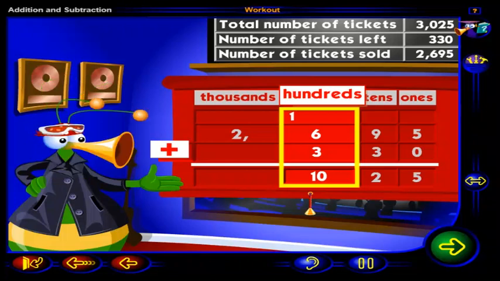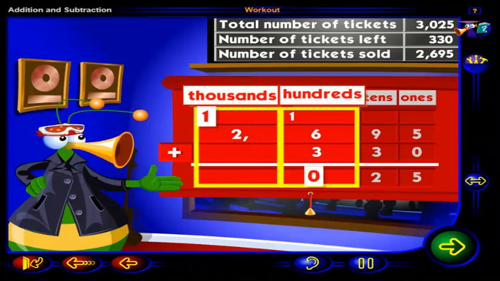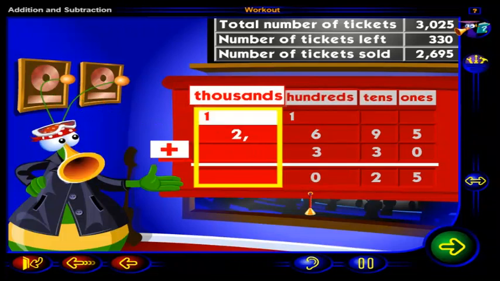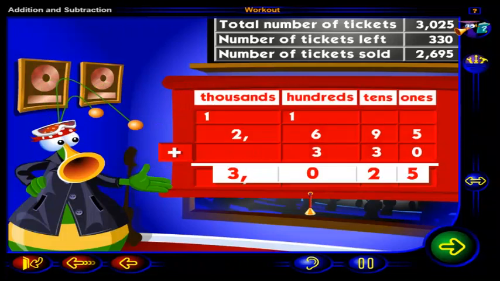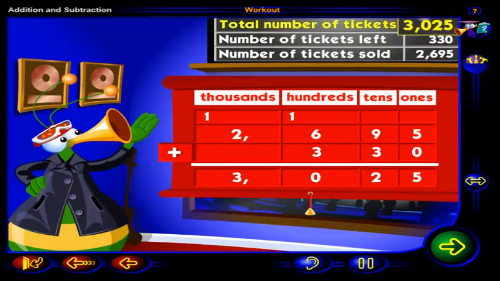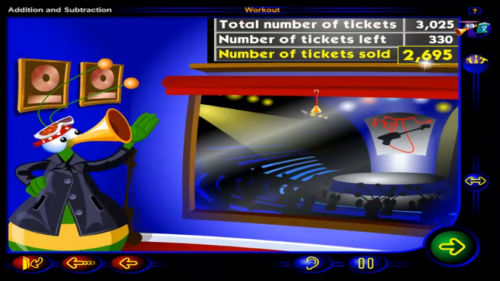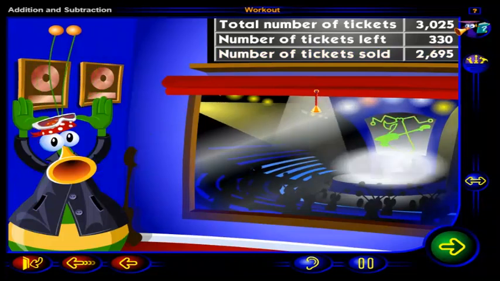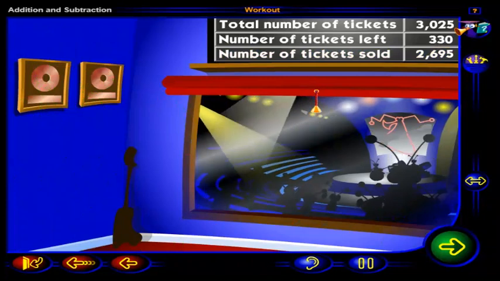You can regroup 10 hundreds as 1,000 and 0 hundreds. And in the thousands place, 1 plus 2 is 3. 3,025 is the total number of tickets. So this difference is correct. 2,695 tickets were sold. Hurry! You'd better take your seat. The show is about to begin.